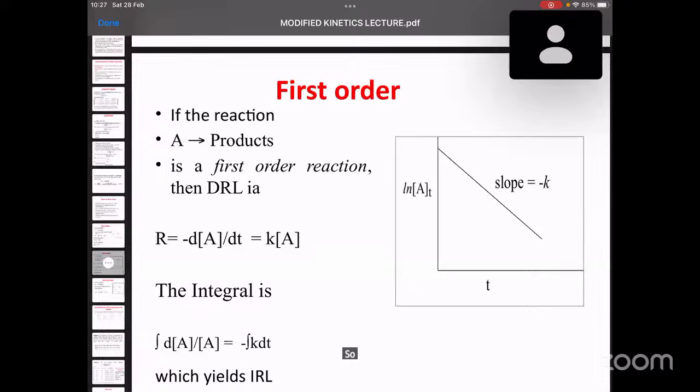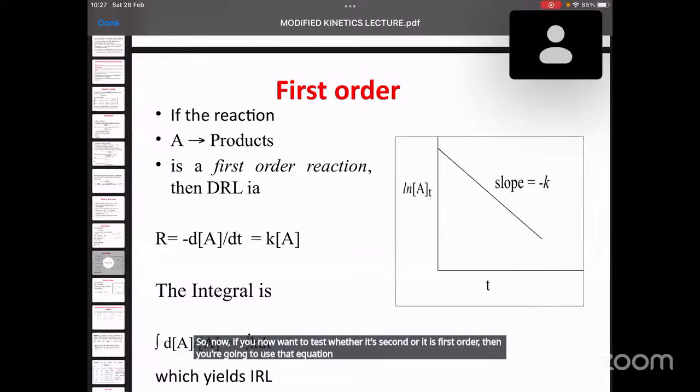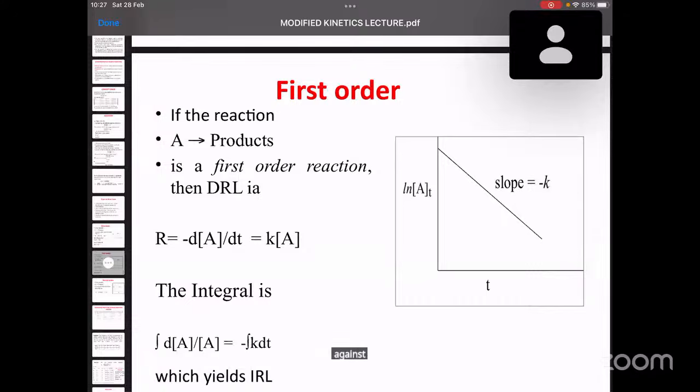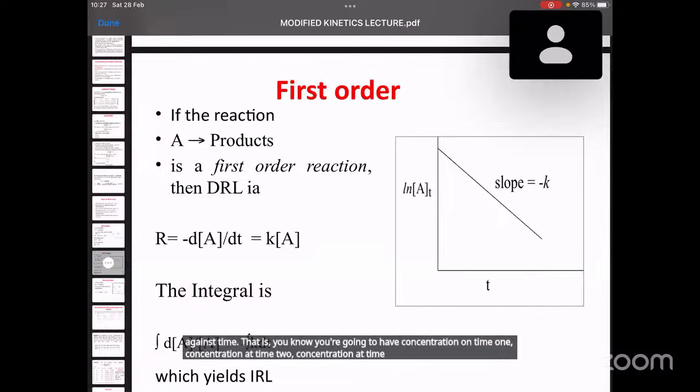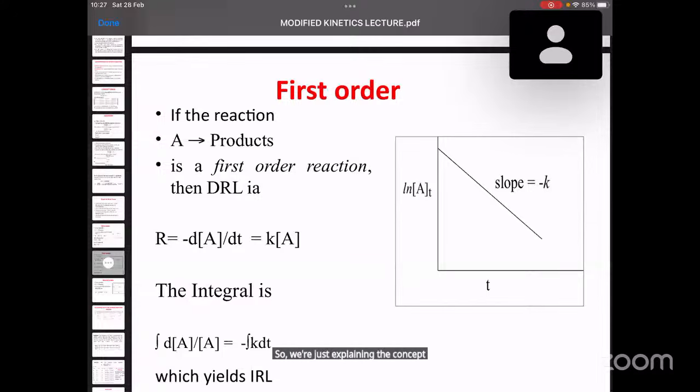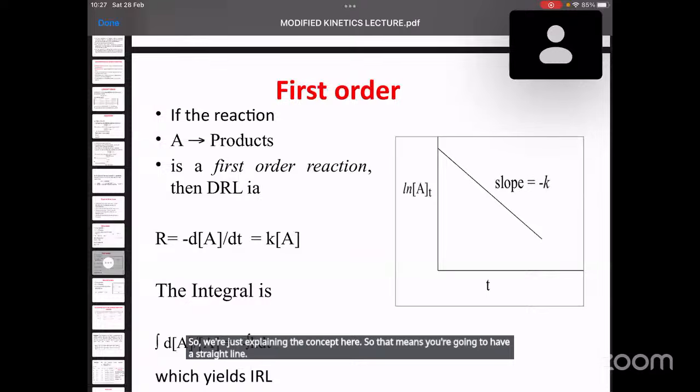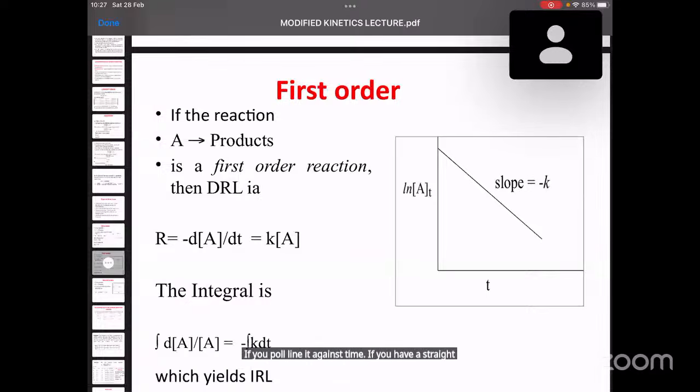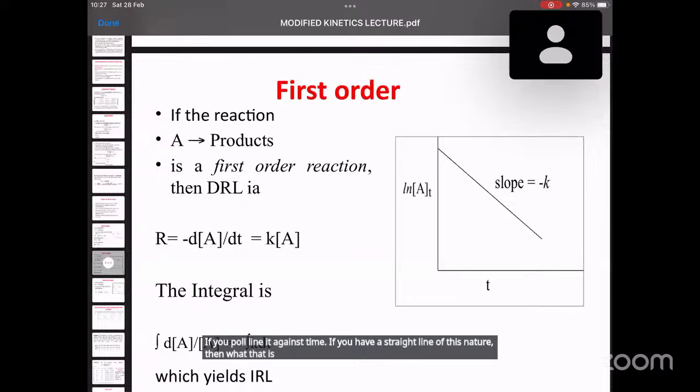Now, if you want to test whether it is first order, then you use that equation where you plot ln[A]t against time. That is, you have concentration at time 1, concentration at time 2, concentration at time 3, and so on. We're going to have an example anyway, so don't worry, we're just explaining the concept here. If you plot ln[A]t against time and have a straight line of this nature, then that is saying this is a first order reaction.